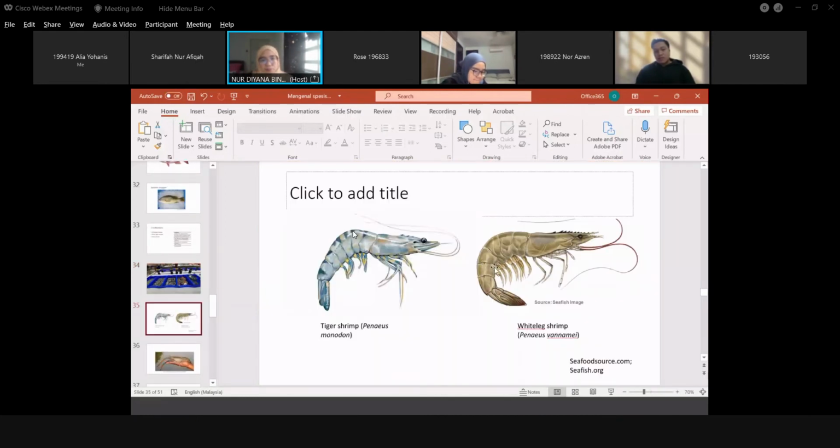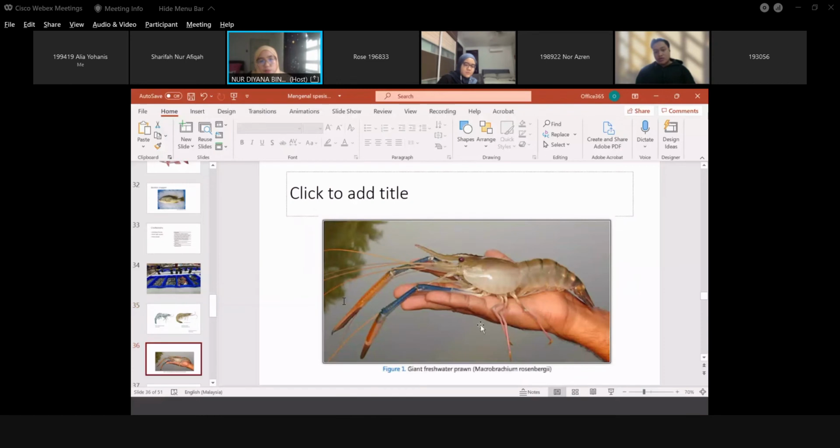Okay, so this is the difference between tiger shrimp and white leg shrimp. Monodon and Vannamei. As I said before, the color, this one is lighter and does not have the bands. And this one is slightly bluish, blackish, with kind of yellow on the legs, the walking legs.